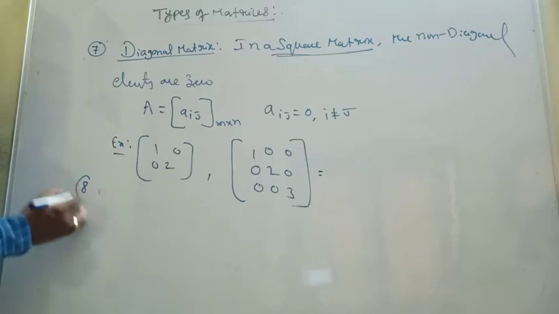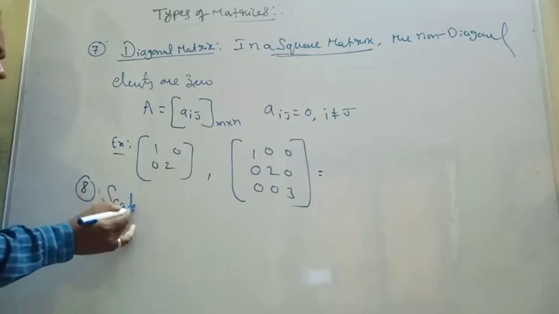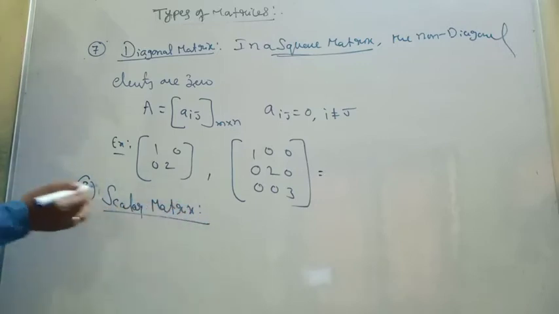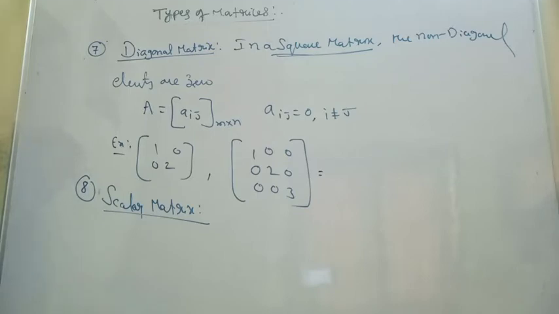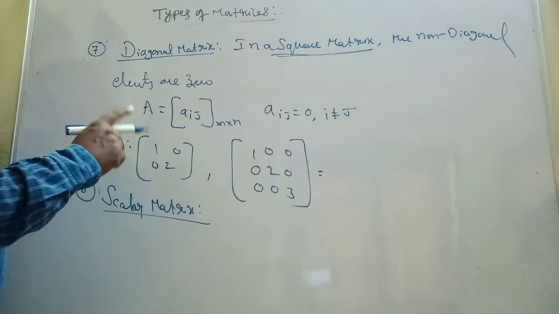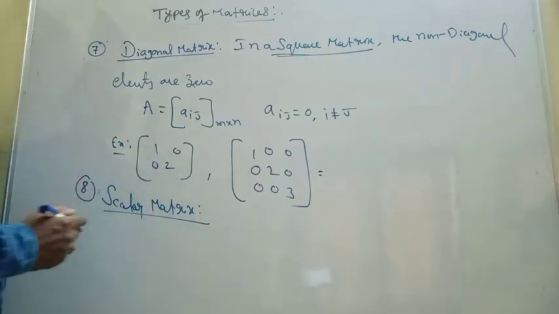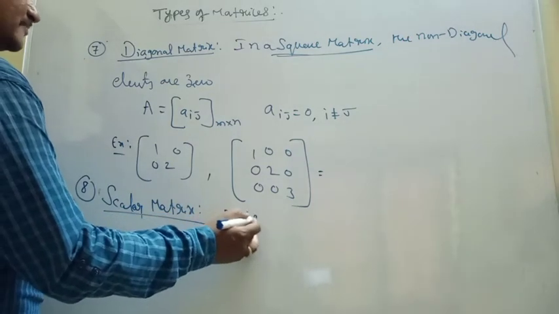Wonderful. Next we have a scalar matrix. How is this scalar matrix defined? Now we have only defined a diagonal matrix. It is a square matrix in which each non-diagonal element is 0 such that the diagonal elements are equal to a scalar. Then it is called a scalar matrix. That means, first of all, it is a diagonal matrix in which the diagonal elements are all equal to some constant.